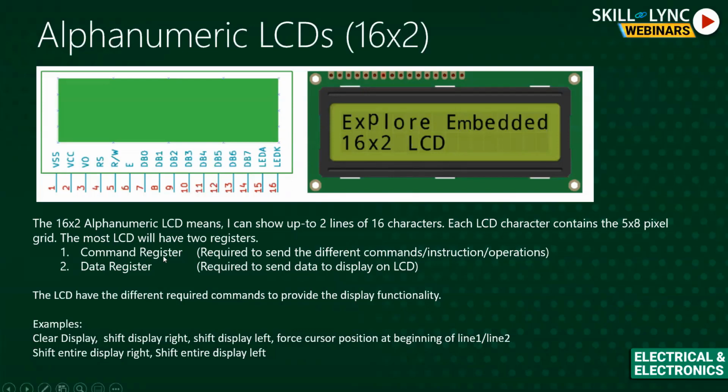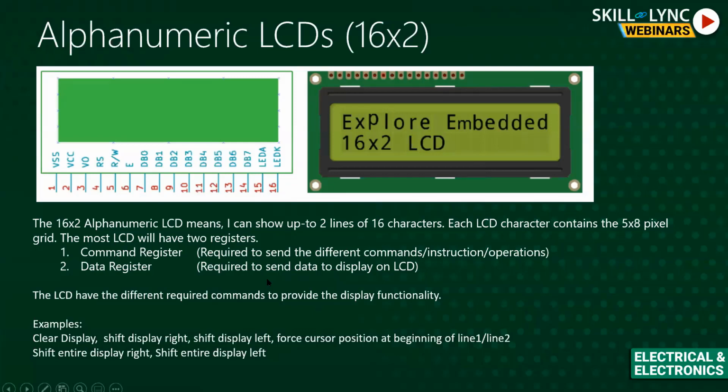that we need to load into this command register. And now let's talk about the data register. As its name suggests, it is a data register. Whatever we want to print on the LCD needs to be sent to the data register. So the data required to send to display. If I want to display A, B, C, D, or embedded, whatever I want to display, I will send it to this data register.